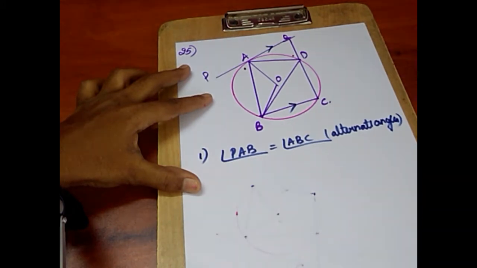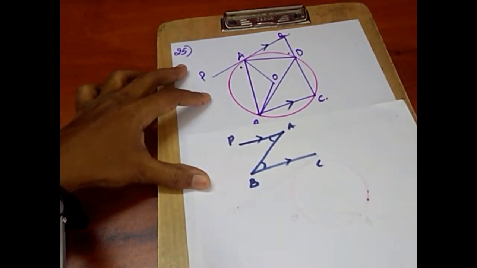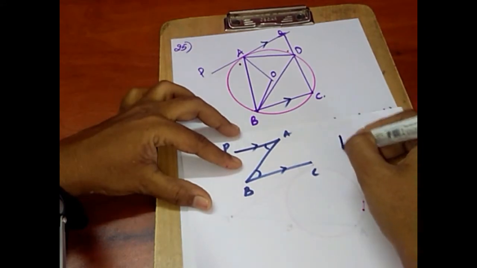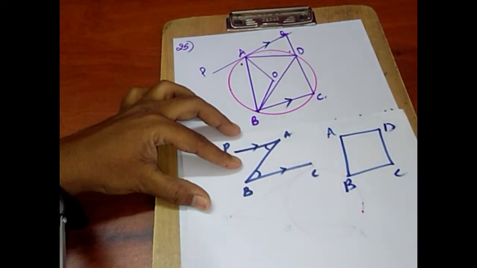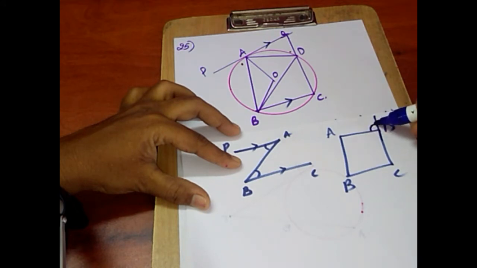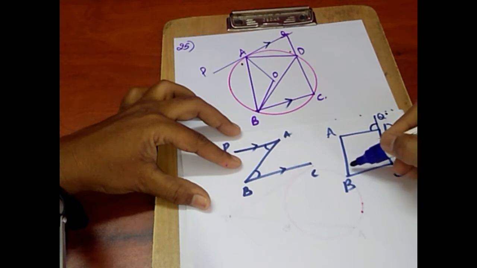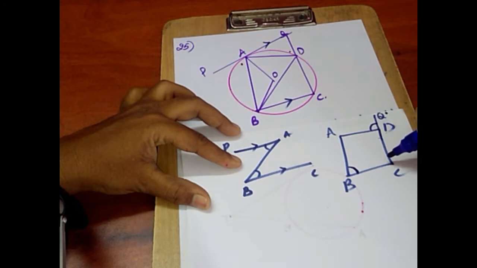Now, observe the diagram, children. Can you notice a cyclic quadrilateral named ABCD? Can you identify the cyclic quadrilateral ABCD? Yes. At the point D, we can have an exterior angle which is named angle ADQ. So ABCD is a cyclic quadrilateral, angle ADQ is an exterior angle. Hence, it is equal to the interior opposite angle. This is my point number 2.